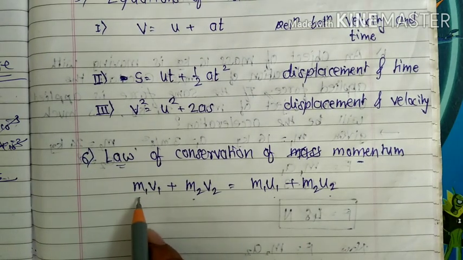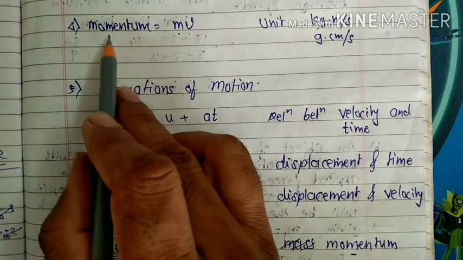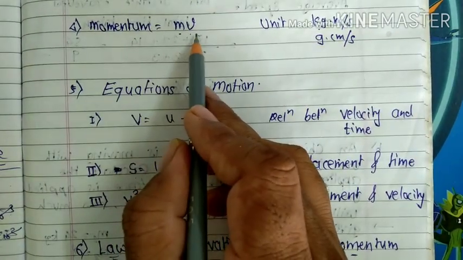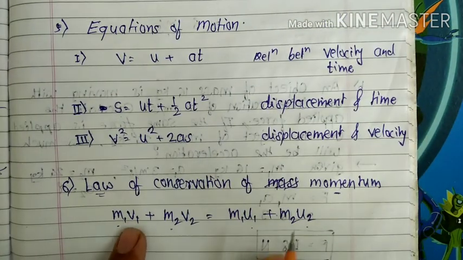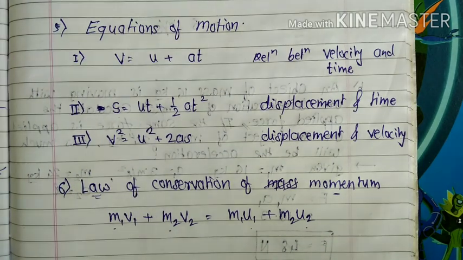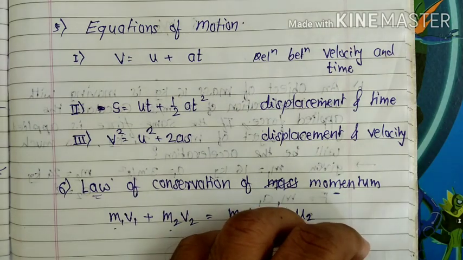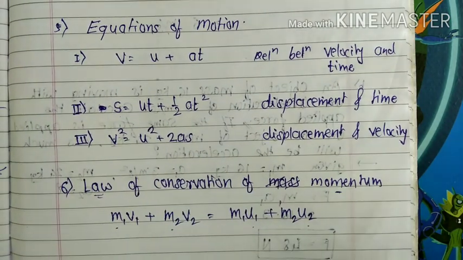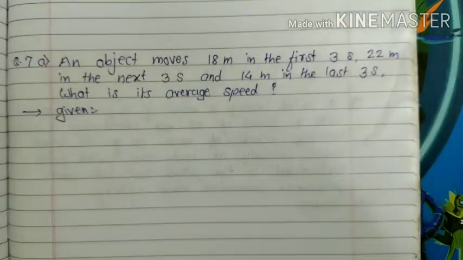m into v, mass into velocity, that is the momentum that we have seen here. Momentum is equal to mass into velocity. Now these two terms, v and u, are there because they are initial velocity and final velocity, so they are written as u and v. Okay, now let us see the questions based on these formulas. If you want to write these formulas, pause and write.